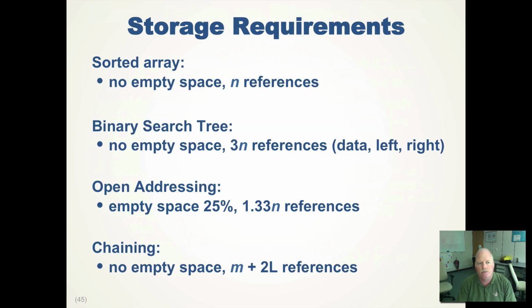So let's talk about some of the storage requirements for these things. A sorted array or an unsorted array: there's no empty space because we have n items in the n length array. Binary search tree: there's no empty space because each node has something in it, and if it's balanced, we have 3n references. We have a reference to the data, a reference to the left child, and a reference to the right child.